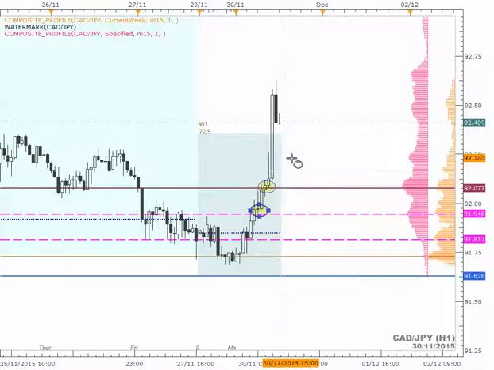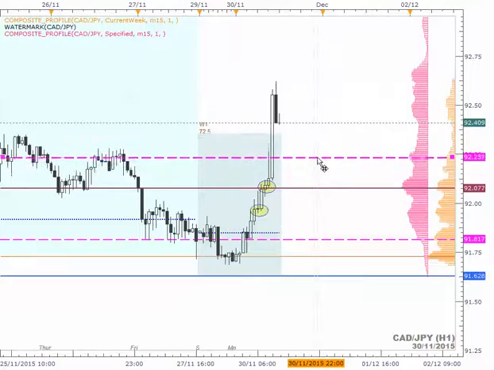Then the next potential place to look for it to go to would be up to this high volume point right there.